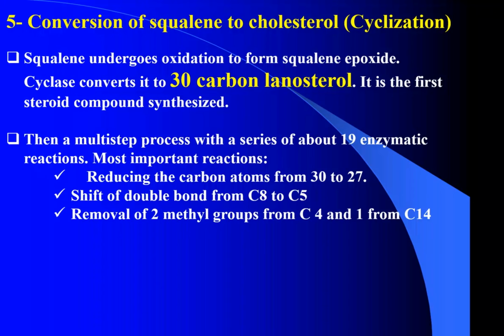After forming squalene, it will produce cholesterol. How can it form? It will form through cyclization. That means squalene undergoes oxidation to form squalene epoxide, and cyclase converts this 30-carbon compound to lanosterol, the first steroid compound synthesized. Then this multi-step process is a series of 19 enzymatic reactions, and the most important changes are the reduction of carbon atoms from 30 to 27, the shift of the double bond from carbon 8 to carbon 5, and the removal of the 2 methyl groups from carbon 4 and the 1 methyl group from carbon 14.